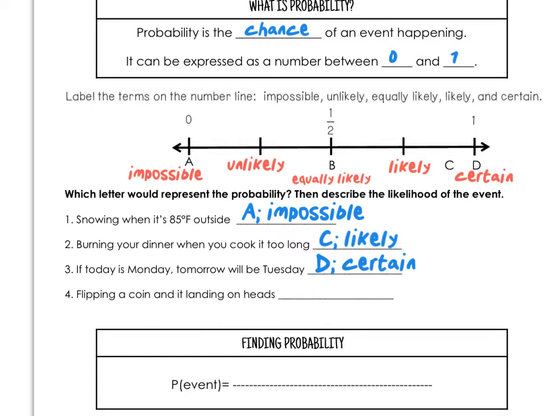And then number 4, flipping a coin and it landing on heads. If you flip a coin, the chance of it landing on heads is 50%, because there are only 2 sides, heads and tails. So 50% it'll land on heads and 50% it'll land on tails. That point would be right here, point B. And we would describe the likelihood by saying it is equally likely to occur. So please write that down for number 4.